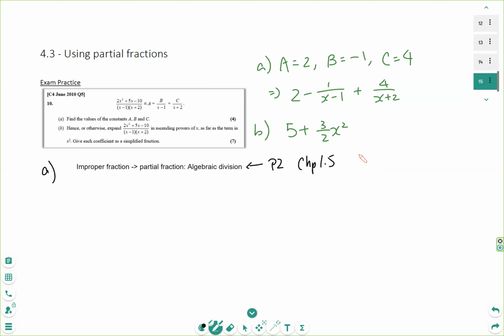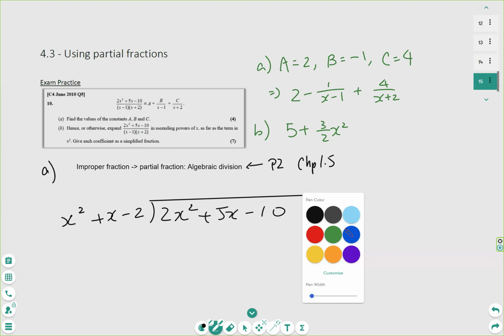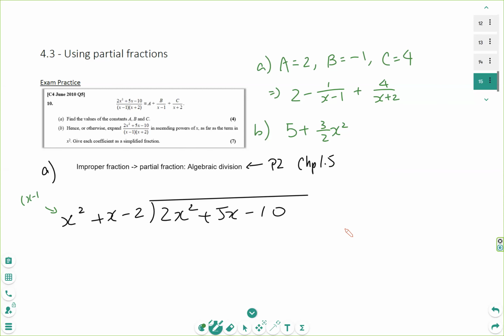Okay, so what you can do is, again, you want to do 2x squared plus 5x minus 10. Expand the denominator, you get x squared minus 1 plus 2 is plus 1x, plus minus 2. So what I did here is the expansion for x minus 1, x plus 2. So do division. To get from x squared to 2x squared, you need to times by 2. So 2x squared, 2 times x is 2x, 2 times minus 2 is minus 4.